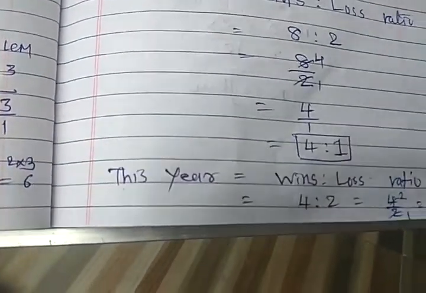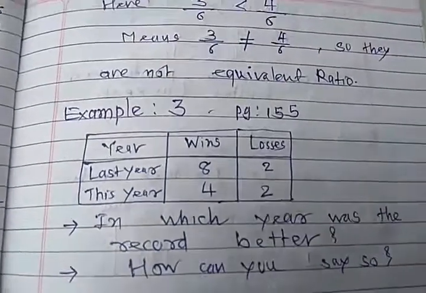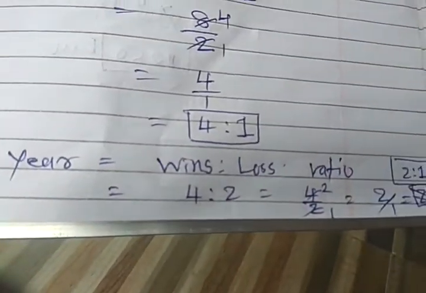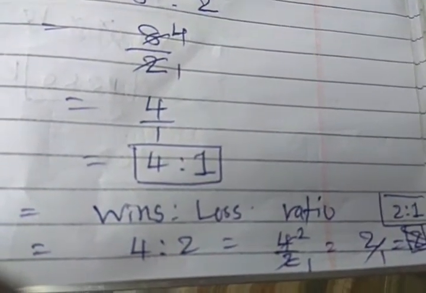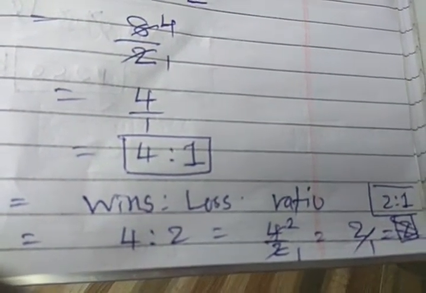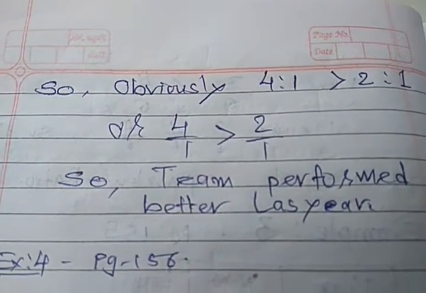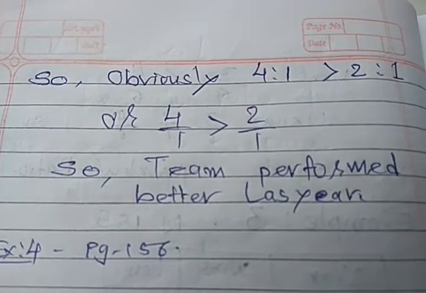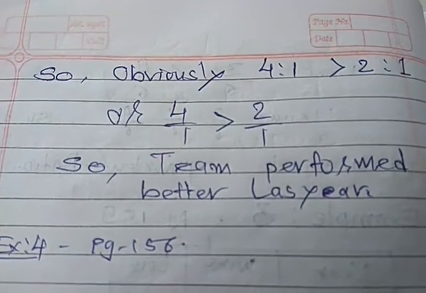Similarly, we have to find out this year's ratio, and you see, students, this year's win to loss ratio is 4 is to 2. Means here you see win to loss 4 is to 2, 4 upon 2, and 4 upon 2 means what? 2 is to 1 because 2 2s are 4. So students, obviously we can say that 4 is to 1 is greater than 2 is to 1, means 4 upon 1 means 4. 4 is greater than 2.